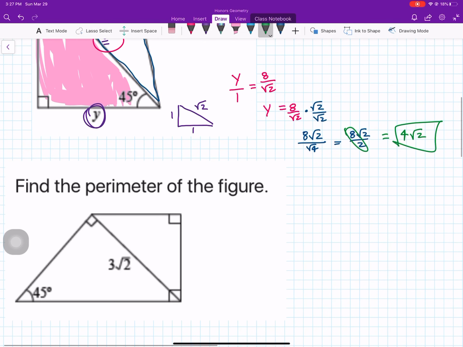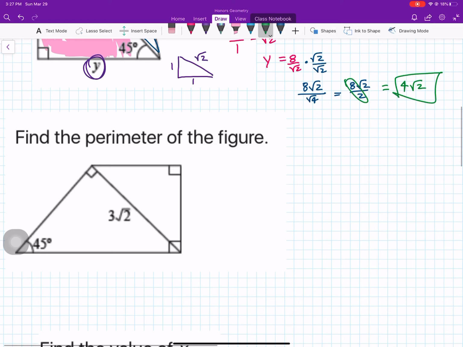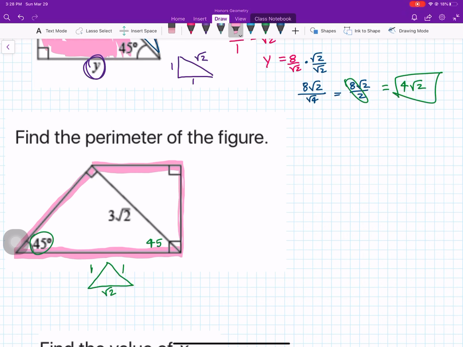Let's look at the next one. This one says find the perimeter. So right away, what's jumping out at me is I see a 45, which means that over here I have a 45, 45, 90 triangle. Now perimeter means you add up all the sides. So all of the sides here are going to be in this proportion 1, 1, and root 2. But when I'm adding up all the sides, I'm actually going here, and then here, and then here, and then there. That's what I'm trying to find. All the sides that I've labeled pink.